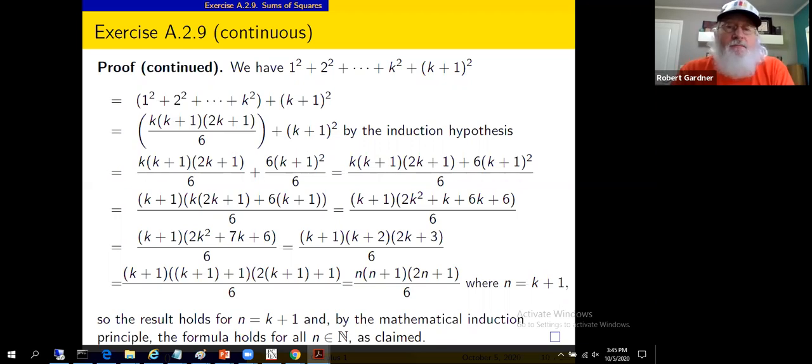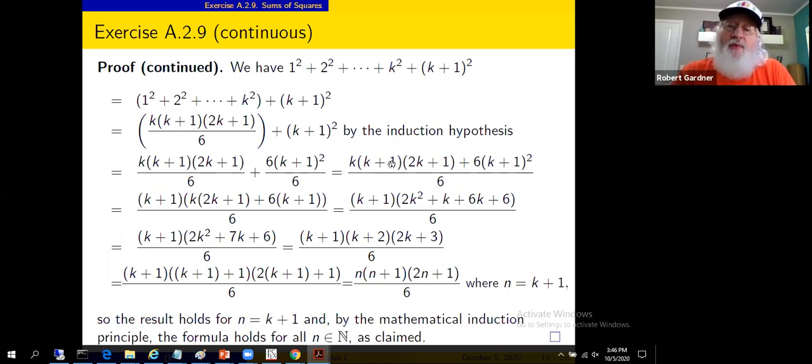Common denominator. Okay, let's multiply by 6 over 6 so we can get a common denominator. Let's add things together. Okay, here's the numerator of the first plus the numerator of the second. All right, now I got some options. I could multiply all this stuff out. It's probably not a good idea because we're going for a formula that involves a product in the numerator. So let's not multiply out until we have to.